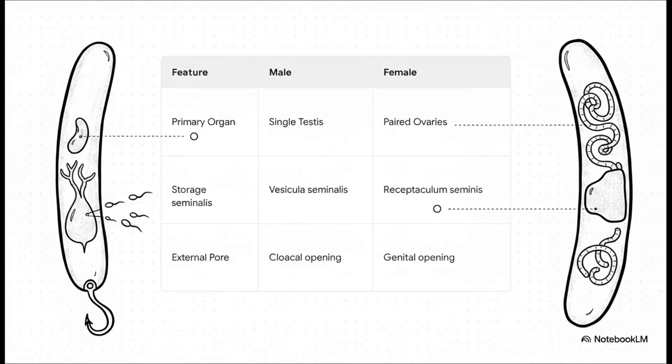This table is a fantastic summary of those key differences. So let's recap. The male has a single testis. The female has paired ovaries. Sperm is stored in the male's vesicula seminalis and in the female's receptaculum seminis, and the big one: the male has that all-in-one cloacal opening, while the female has a separate genital opening just for reproduction.